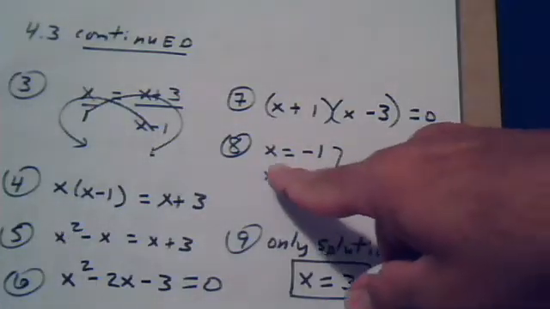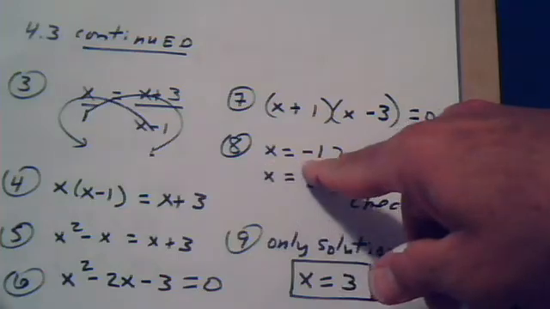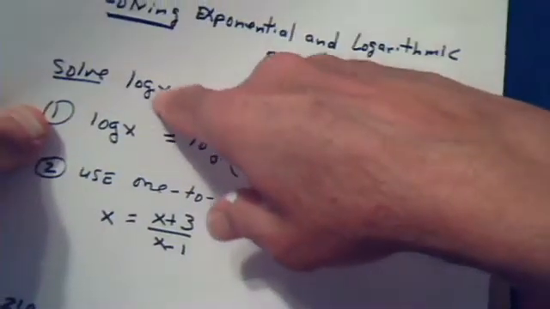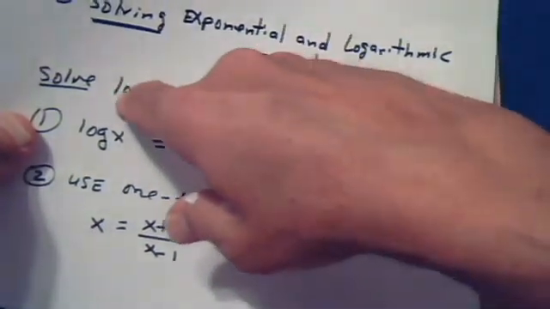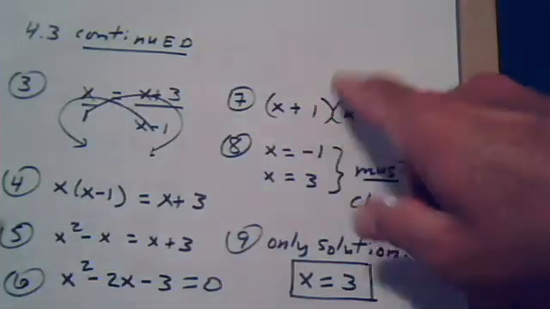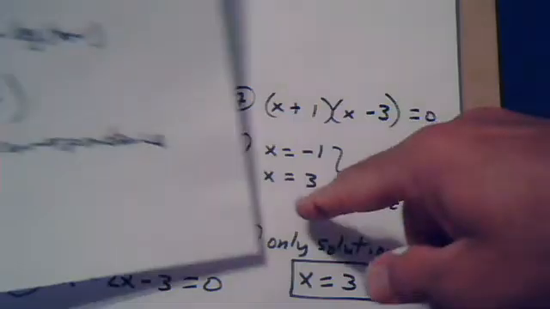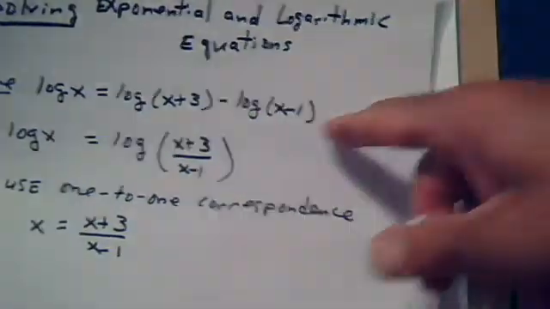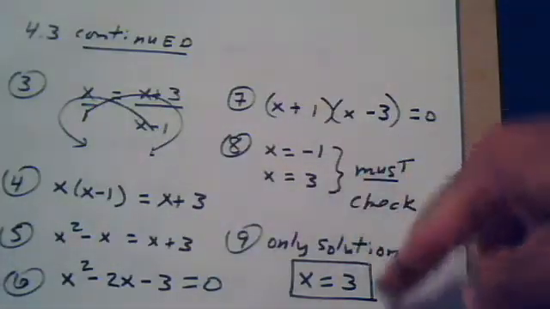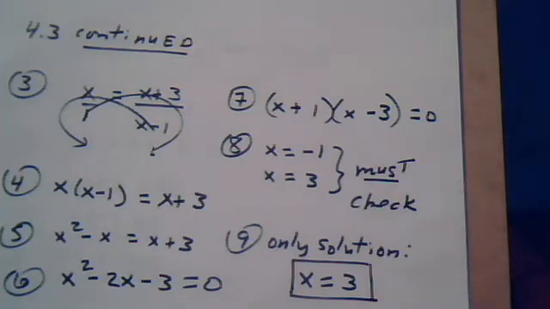So if you were to replace the x with a -1, that would give you a negative number, but logs do not accept negative numbers here. So this x equal -1 is disqualified. If you check x equal 3, that one doesn't cause any problems. So the only solution is x equal 3.